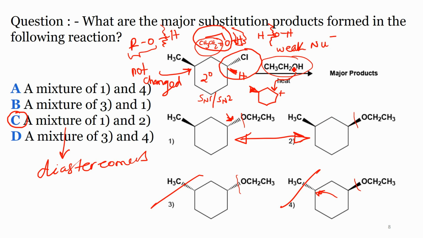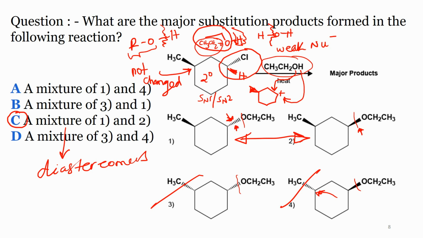That's how you get 2. Or it can attack from the bottom. That's how you get 1 with this bond, which implies away. This one implies towards or on top. Is that clear? You have a question? I have a question. Yes, please.